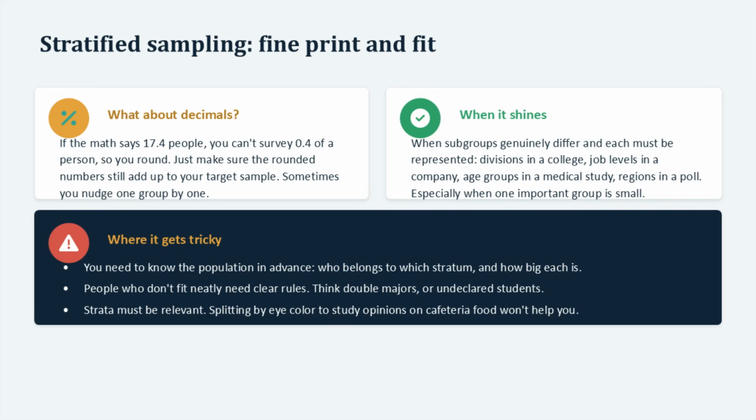Now, when does stratified sampling really shine? It works especially well when your population contains important subgroups, and you want to make sure every one of those groups is represented. Think about different divisions within a college.